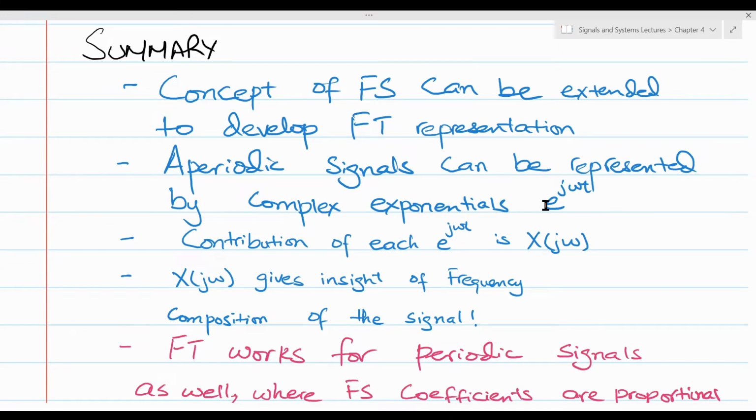The complex exponentials in the periodic signals had discrete frequencies. However, the complex exponentials for the aperiodic signals have continuous frequencies. In other words, for the aperiodic signals, we would have to add an infinite number of complex exponentials to recreate the aperiodic signal. The contribution or the weight of each complex exponential is X of j omega, or the Fourier transform. Therefore, the Fourier transform of a signal gives insight into the frequency composition of the signal.